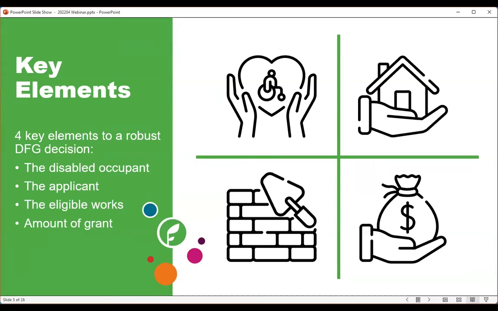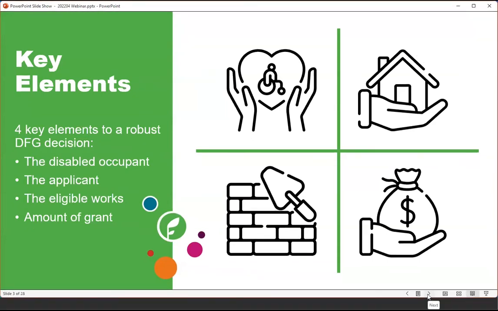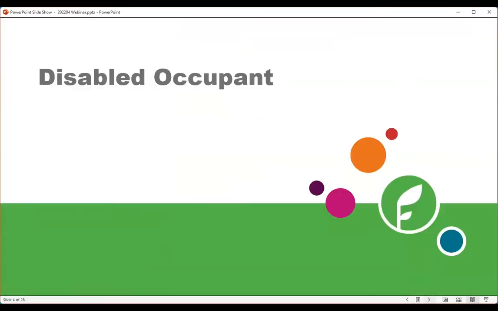So you need to know who the disabled occupant is, or that there is a disabled occupant. You need to know who the applicant is and they're eligible to apply. You need to know about the eligible works, and then you need to calculate the amount of grant. So if you've got those 4 things answered, and you could, I suppose, do them in any order, but typically you would follow that kind of progress through, then you could and probably you should approve a grant. But if you can't work out any of those, then you probably can't approve a grant. So I'm going to go through each of those step by step.